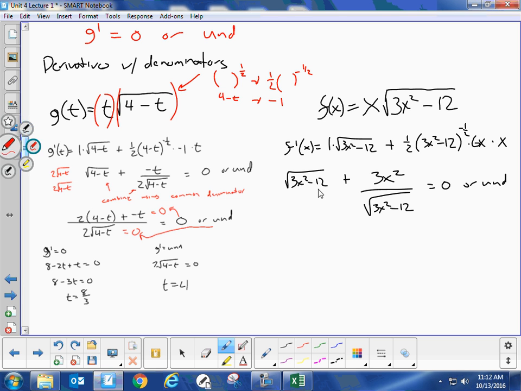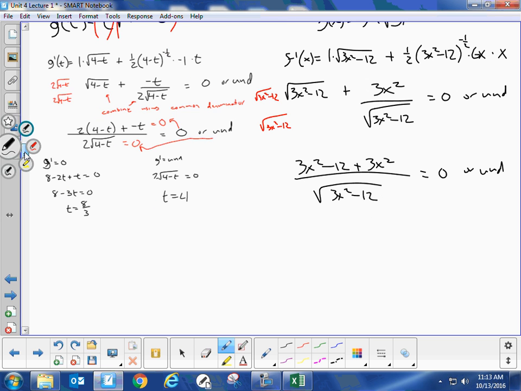I will give this a common denominator. It's really the same as the other problem. Multiply the top and bottom by root 3x squared minus 12, giving me 3x squared minus 12 plus 3x squared divided by root 3x squared minus 12. See when that's 0 or when it's undefined. Set the top and the bottom equal to 0.